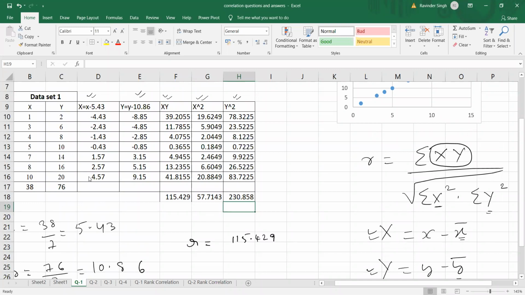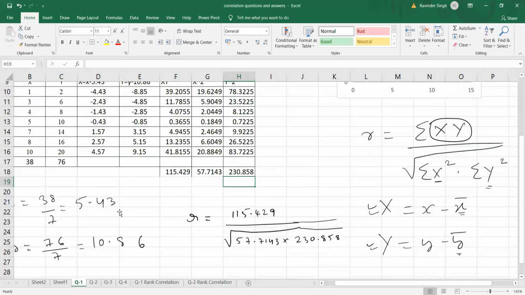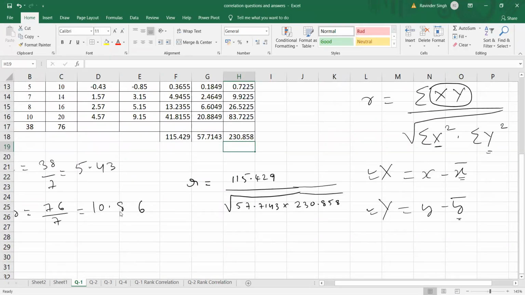115.429 whole divided by square root of summation of x square. Summation of x square is 57.7143 into summation of y square, which is 230.858. So now either you can use Excel sheet or you can use calculator to calculate this. So tell me the value of this, how much you are getting roughly. Anyone?